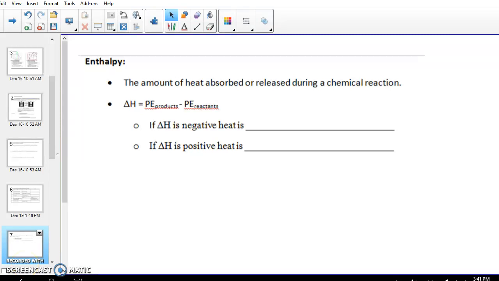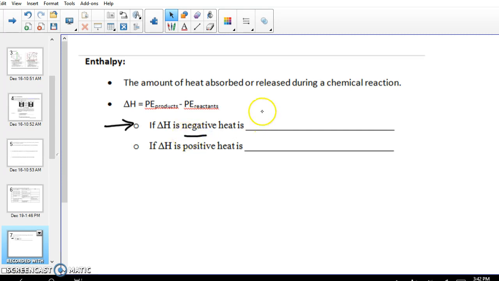Hi everyone, we are going to go over key idea number 32. So the main idea here is enthalpy. And remember, enthalpy, or delta H, is the amount of heat absorbed or released during a chemical reaction. Specifically, the sign of delta H is going to mean a great deal for us.